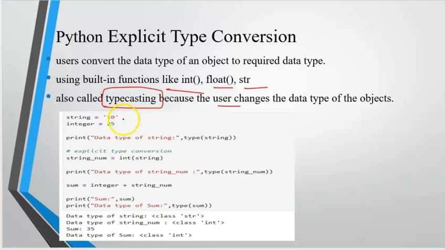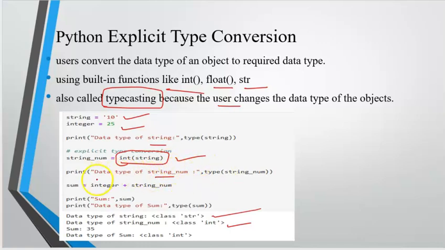Okay, so this example shows explicit conversion. Here we are inputting a string and an integer. Here we can see the data type of the string, that is type of string, displayed as string. And this string is converted to integer by explicit type conversion. You can see the code here. Then after explicit conversion, the data type of string_num, where the explicitly converted string is stored, you can see here, it is int. That is converted to integer.